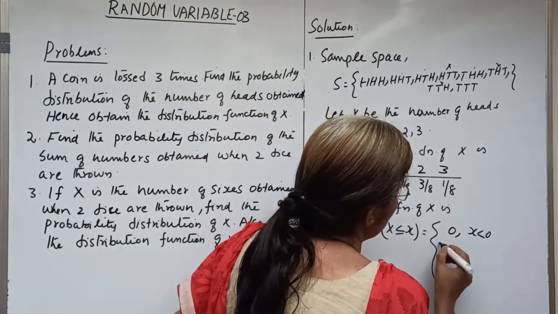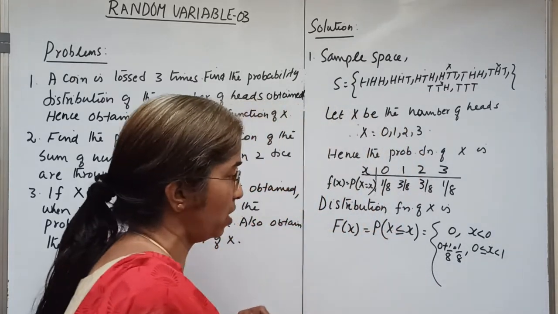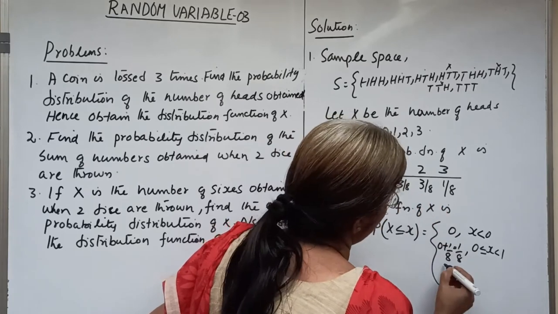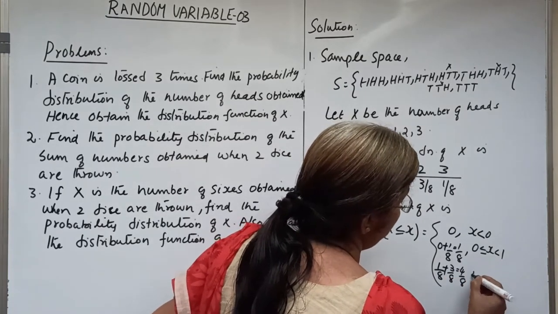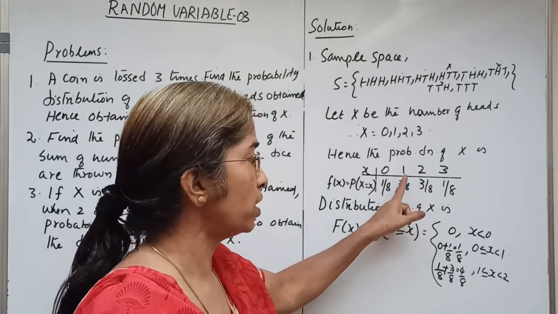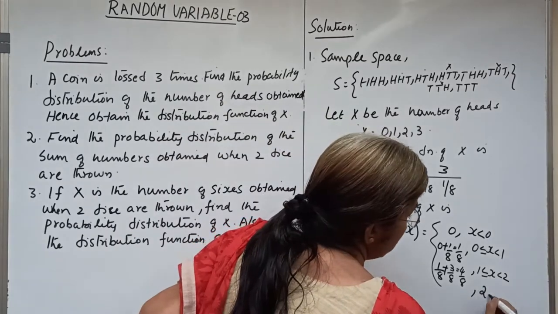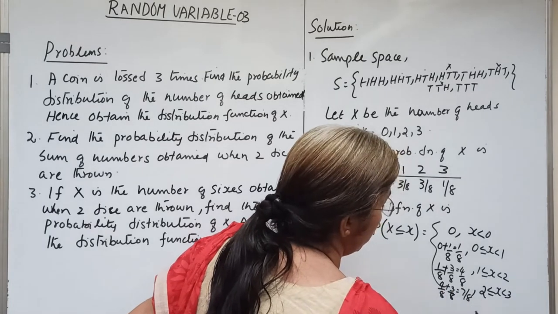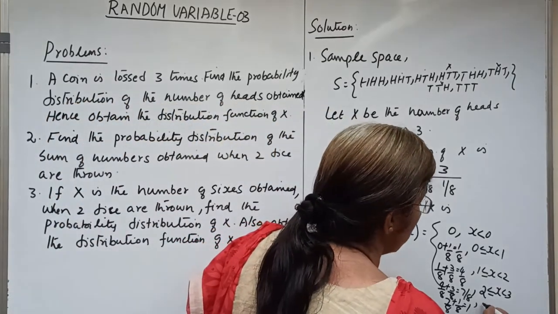The next value is 0 plus 1 by 8 equal to 1 by 8 for 0 less than or equal to x less than 1. One step probability is added in each case. For the next value, this probability is 1 by 8 plus 3 by 8 equal to 4 by 8, for 1 less than or equal to x less than 2. For any value from 1 up to 2, this is 4 by 8. The next is 2 less than or equal to x less than 3, and this function is 4 by 8 plus 3 by 8 equal to 7 by 8. And the last value is 7 by 8 plus 1 by 8 equal to 1, for x greater than or equal to 3.